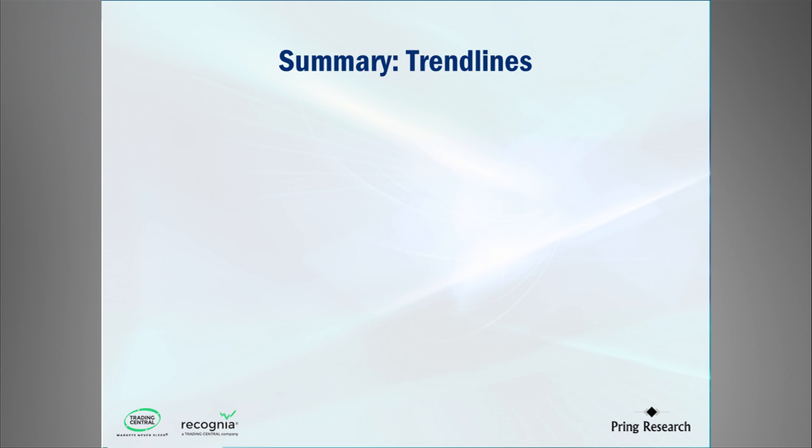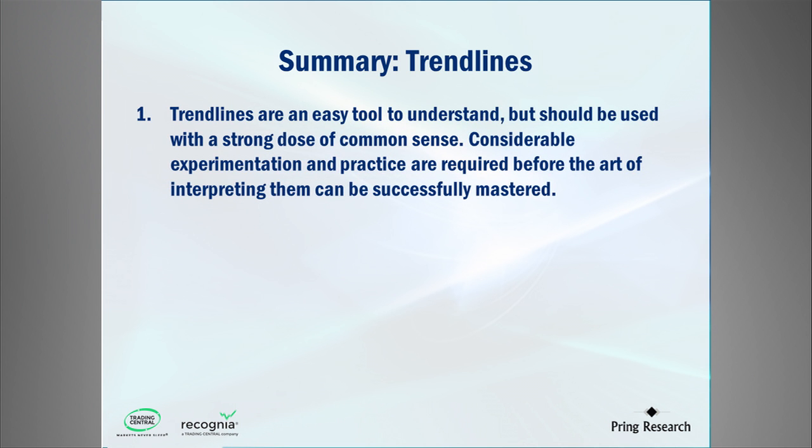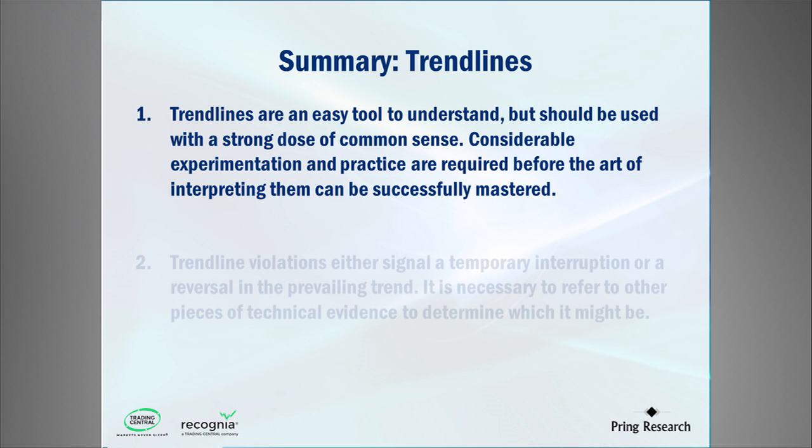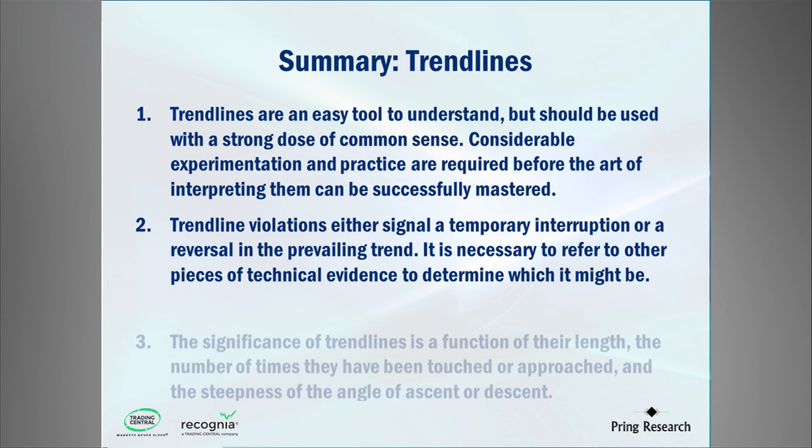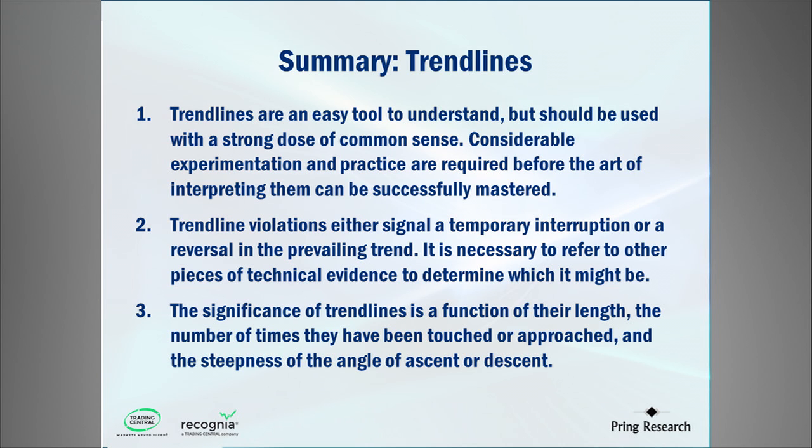Trendline summary. 1. Trend lines are an easy tool to understand, but should be used with a strong dose of common sense. Considerable experimentation and practice are required before the art of interpreting them can be successfully mastered. 2. Trendline violations either signal a temporary interruption or a reversal in the prevailing trend. It's necessary to refer to other pieces of technical evidence to determine which it might be. 3. The significance of trend lines is a function of their length, the number of times they've been touched or approached, and the steepness of the angle of ascent or descent.